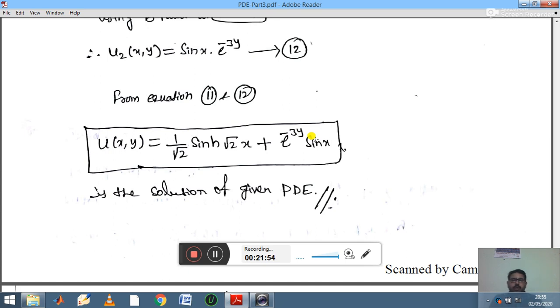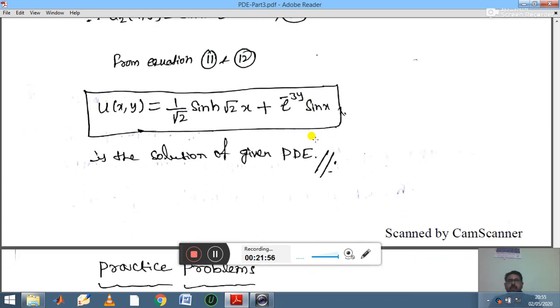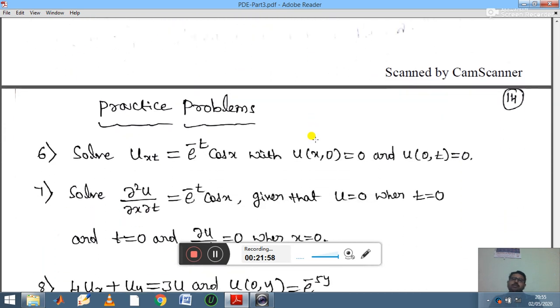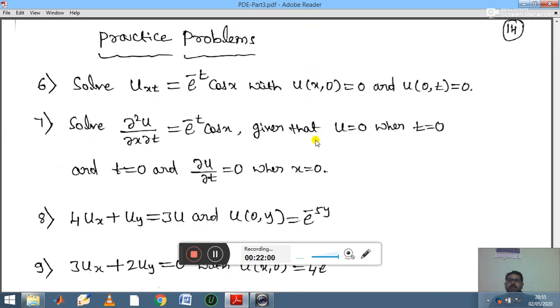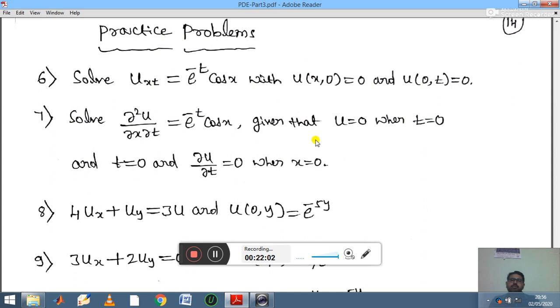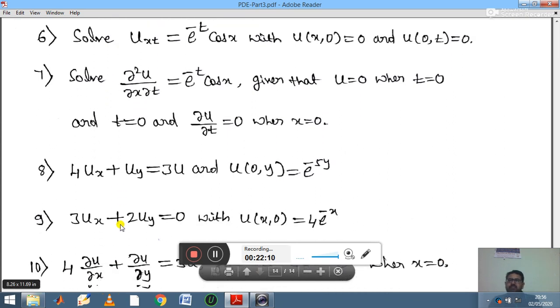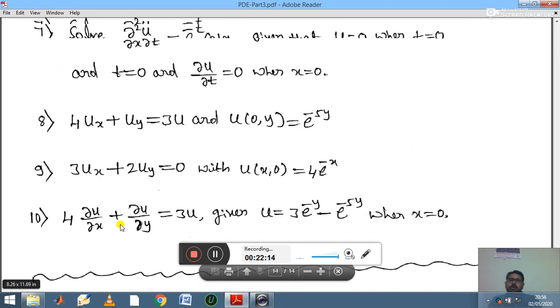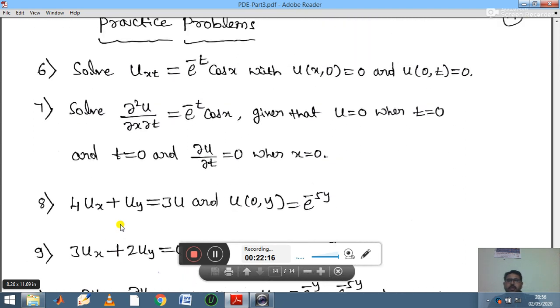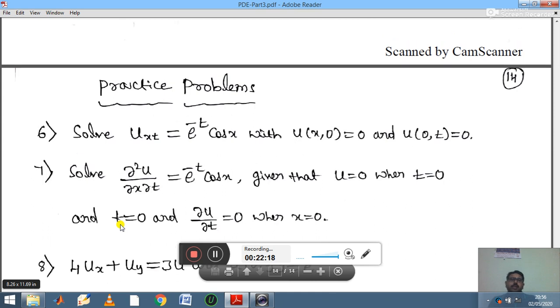So I hope you understood. If you get any doubts, you can contact me. So I explained till now 5 problems related to the variable separable method, and you try to solve these practice problems. Here I have given you 5 more problems. Okay, so please try to solve these problems. If you get any problems, please try to contact me.